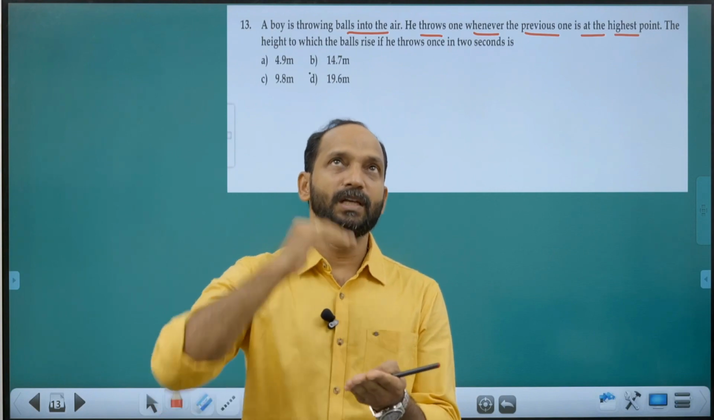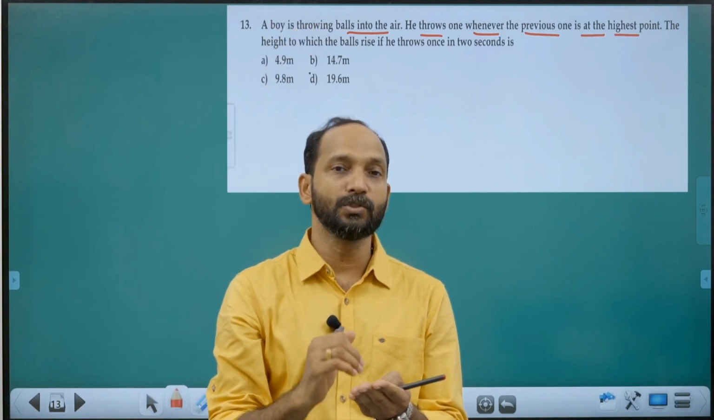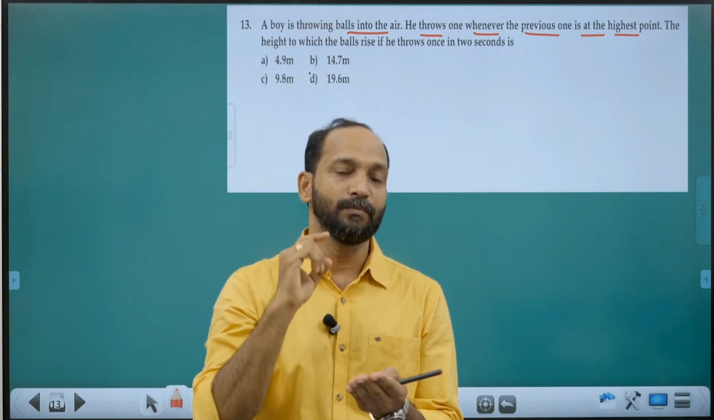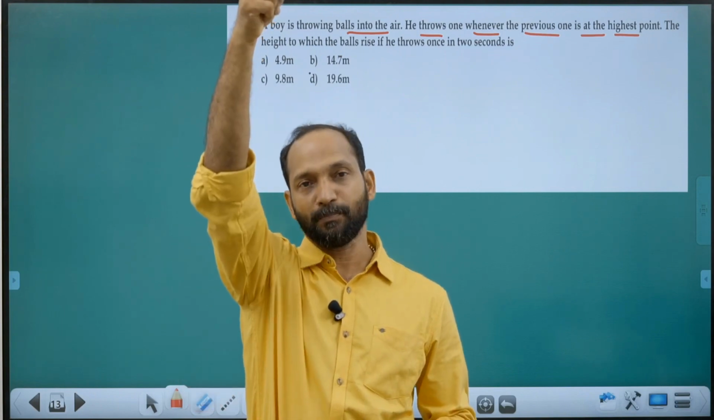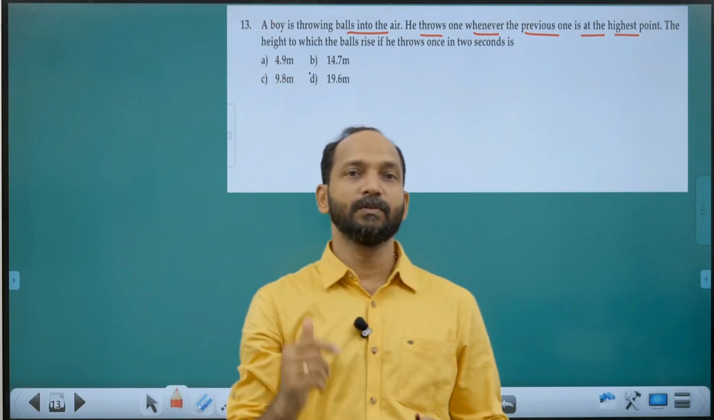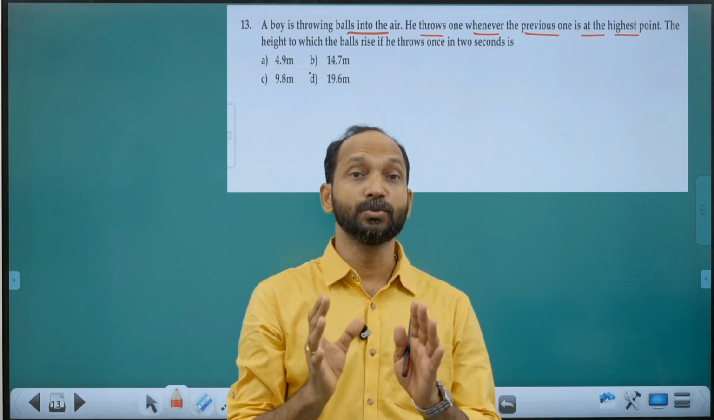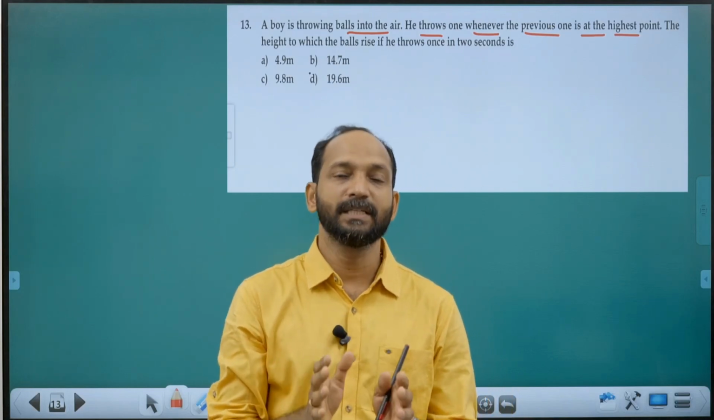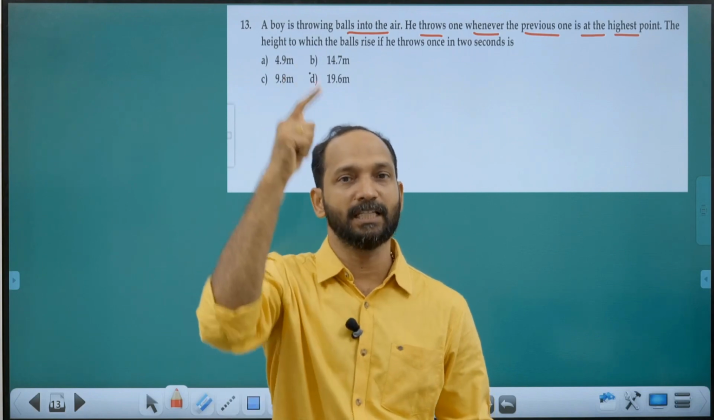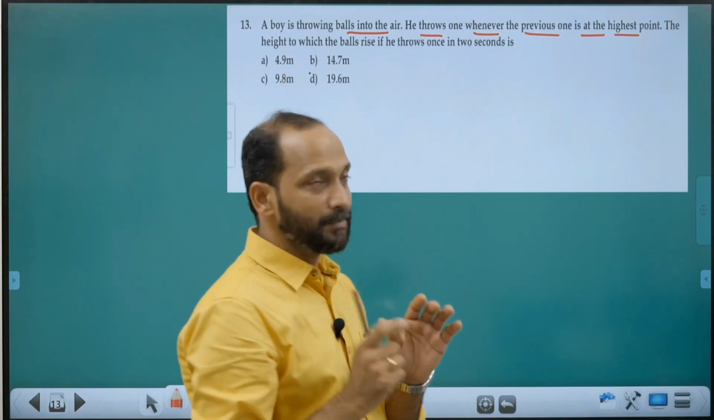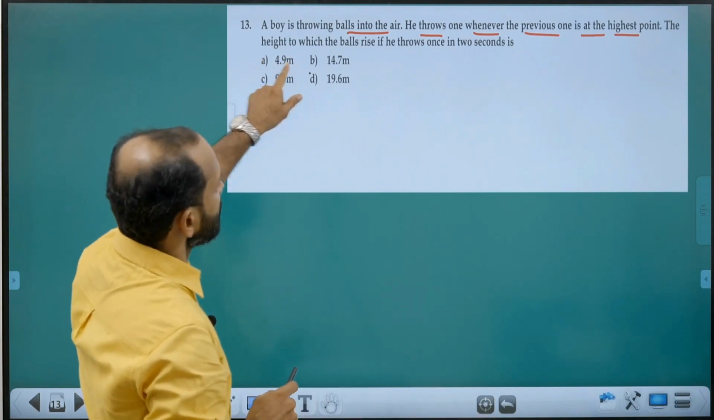The time interval between two neighboring throws will be the time taken by the first one to reach the top. Once again, the time interval between the two throws will be the time taken for the first ball to reach the highest point. Okay, keep that idea in mind. Now read the next part.